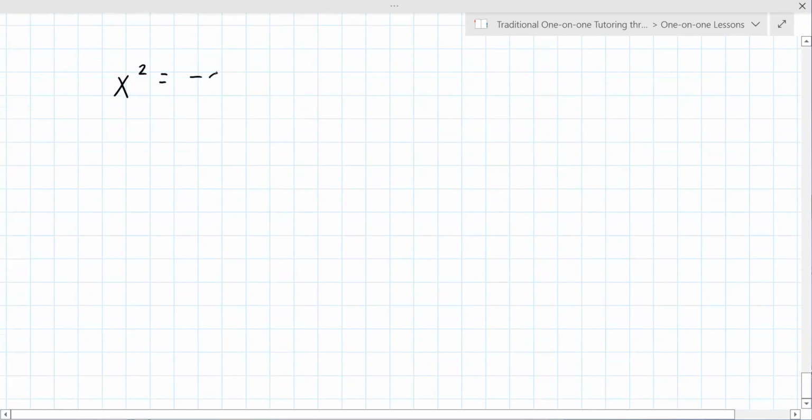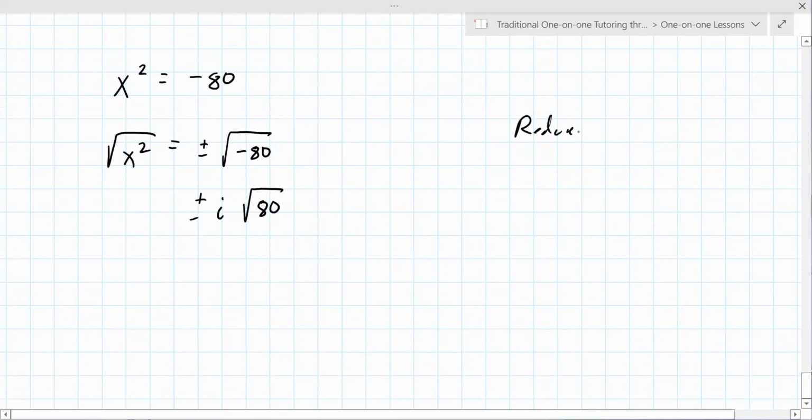So excellent. Okay, now what if I asked you to do something like this? X squared equals -80, and take the square root of both sides, plus or minus the square root of -80. So we know it's i square root 80. Do you remember how to reduce a root like this? This is not a perfect square. It's not like 25, 36, 49, 64, 81. No, I don't remember. Okay, so we'll look at that here a bit.